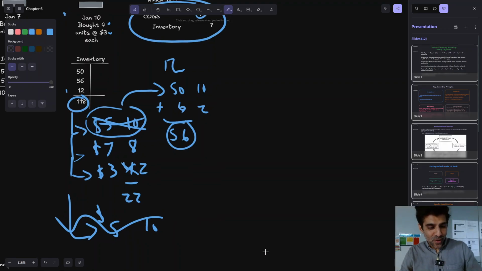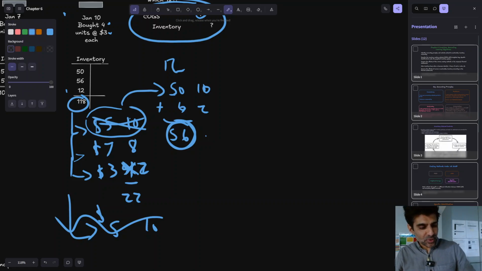Okay, so does everyone follow how I got this 56? Right? Again, I had 10 units at $5, and I'm going to sell 10 of them. That's going to be $50 of cost of goods sold. But I need 12 units, so I need to take 2 more from over here. So I took 2. I had 4 originally. I crossed this out. I have 2 left, and 2 of them are going to be sold, and that cost me $6. So the total cost of goods sold is 56.